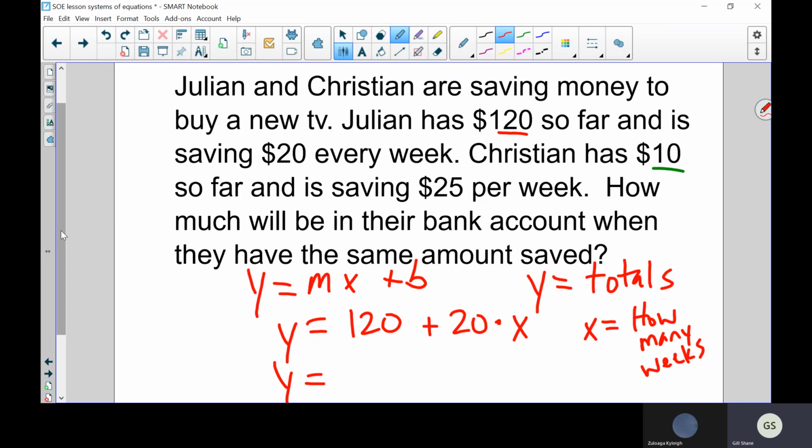And I could just write 20x there. I didn't need the times, but since it had the word per, I just put times, multiply. So he starts with 10, right? What's he going to add to it? He's adding 25 per, and then how many weeks, which is x. You'll see these get pretty repetitive when you've already identified that it's y equals mx plus b. And again, I gave you the two questions you need to answer in order to identify that that's the type of equation.